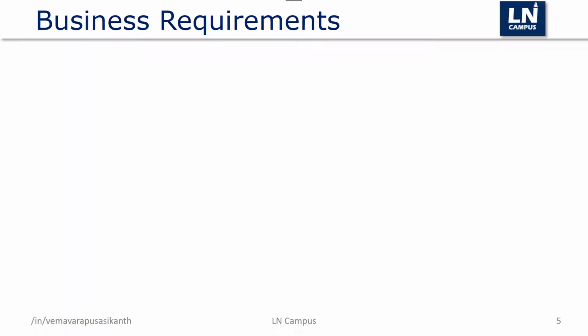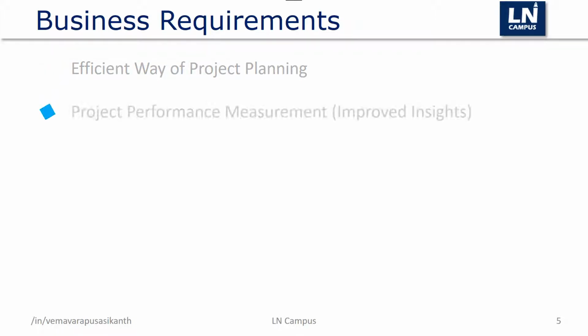Let's look at the business requirements quickly. Enterprises are looking for powerful tools and sophisticated functionalities for effective project planning. We can't simply rely on spreadsheets for planning purposes, right? So enterprises often depend on third-party software like Microsoft Project for effective project planning. One of the key business requirements is to assess the project performance to ensure that the project is going as per the plan. As a project manager, you will continuously monitor the project's performance and make preventive and corrective actions.